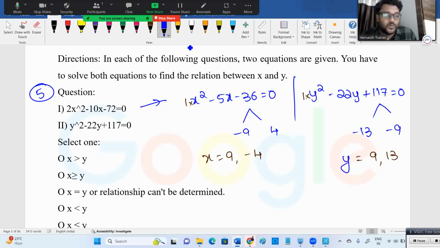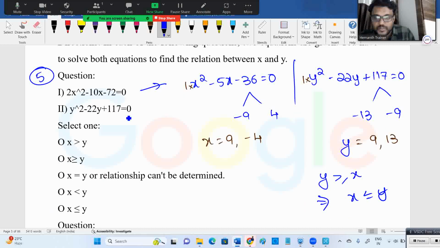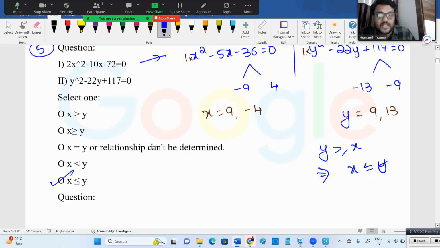9 is greater than minus 4, 13 is greater than 9, 13 is greater than minus 4. So y is greater than or equal to x. Or I can say x is either less than or equal to y. So you have to go with option D, E. You just see the approach. You need to find the x and y values, then see the values. Deciding the odds is also important. Minus 4 is anyhow less than 9 and 13. 9 equals 9 in one case, and in all the remaining cases it is less than. So x is either less than or equal to y.